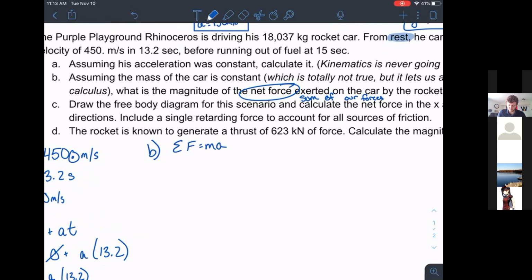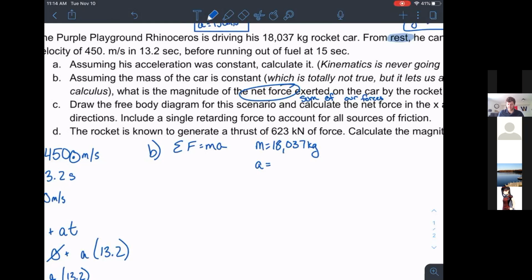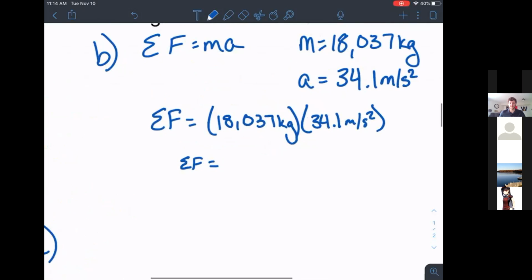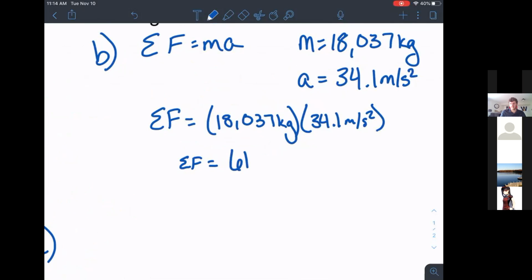All right, so I know my mass. What is my mass? 18,037. And do I know my acceleration? 34.1. All right, so now I am solving for this force. I have my sum of forces equals my mass of 18,037 kilograms times 34.1 meters per second squared. And my sum of forces then equals what value? 61,500 if you do sig figs. 61,552.